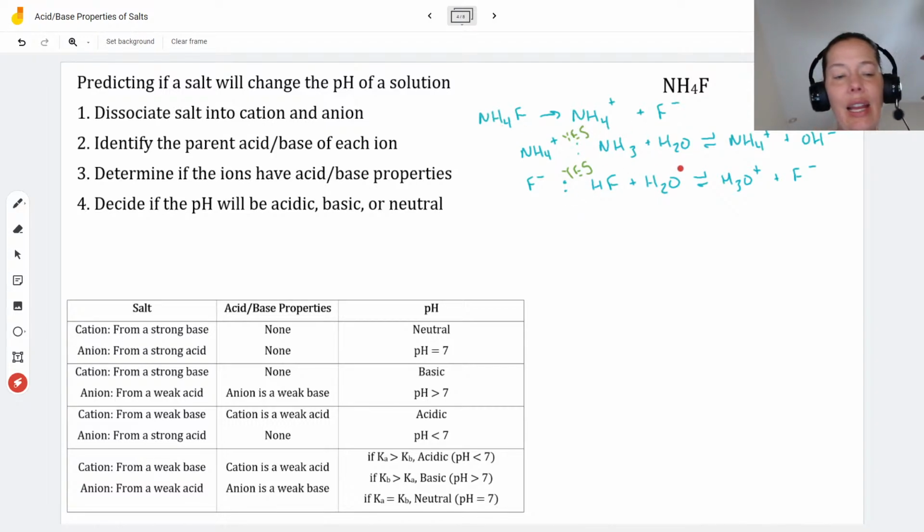So I have a cation and an anion coming from weak. So it's not the first row, it's not the third. So we are looking at our very last row here. So our cation is coming from a weak base, our anion is coming from a weak acid. So what this means is we need to know our Kas and our Kbs, because you can see in this space right here how strong of an acid or how strong of a base we're working with is going to determine our pH. So if our Ka is larger than our Kb, then we will form an acidic solution. However, if the Kb is bigger than the Ka, we will form a basic solution. And in the case that our Ka equals our Kb, then we will form a neutral solution.